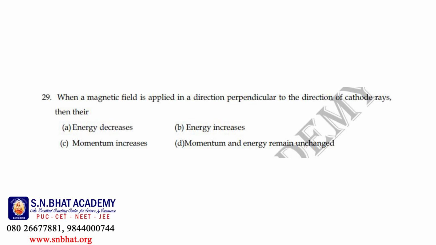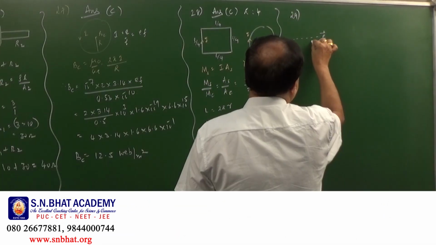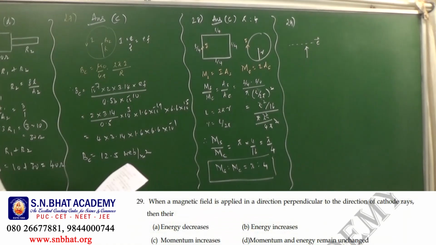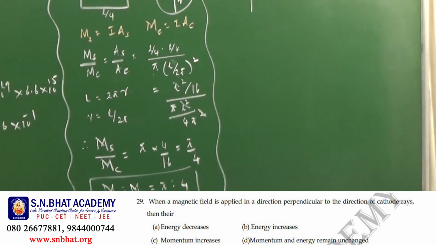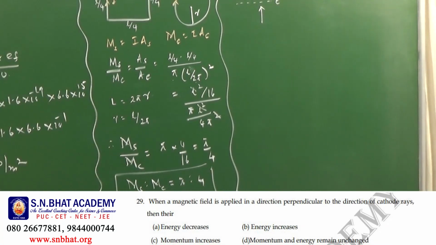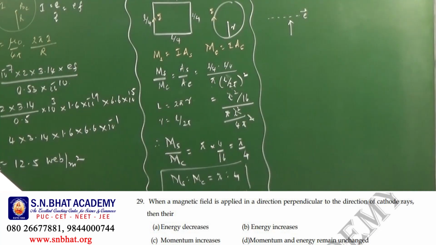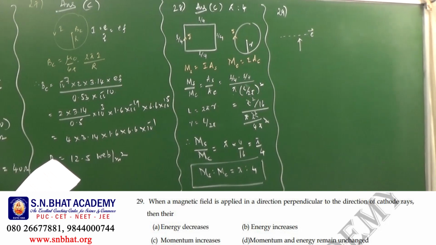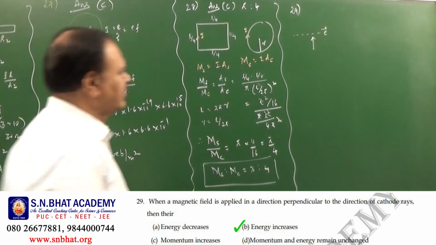Question is, the magnetic field is applied in a direction perpendicular to the direction of the cathode ray. So here is a stream of electrons, it's a cathode ray. I am applying the magnetic field perpendicular to this. Then energy decreases, energy increases, momentum increases, momentum energy remains unchanged, therefore answer for this question is D.